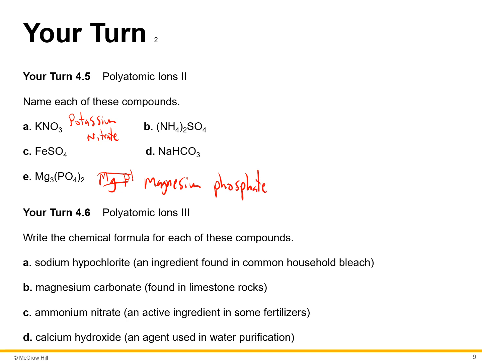The next question is write the chemical formula. Again, we have to know the name. For instance, magnesium carbonate, Mg 2 plus. We know it's 2 plus because it's from the second column. And carbonate, which is CO3 2 minus. When you crisscross them, you get Mg2(CO3)2. However, we have to reduce. Divide both by 2. So this becomes MgCO3.